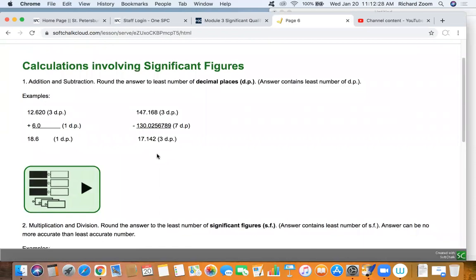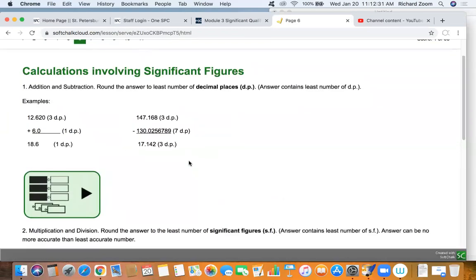What's going to really test you will be the calculations. For calculations, addition and subtraction go by least number of decimal places. When we're doing calculations involving significant figures, the premise is that your answer cannot be any more accurate than the numbers you're using to get that answer. I'll say that again. Your answer can be no more accurate than the numbers leading to that answer. So if we've got 3 decimal places here, but 1 decimal place here, the answer can only be 1 decimal place, and then we round it to that. Does anybody have any questions so far?